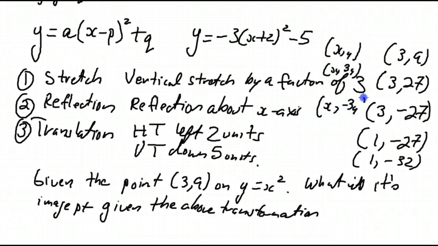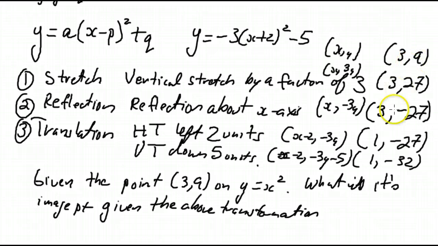(x, -3y), (x - 2, -3y), and (x - 2, -3y - 5). So this is a specific image point, the point (3, 9), running through those transformations. So very important that looking at an equation, you can describe the transformations in words, in order, right? Stretch, reflection, translation, translation. And that you can then take a point and do each of those particular transformations to that point or to a general image point.